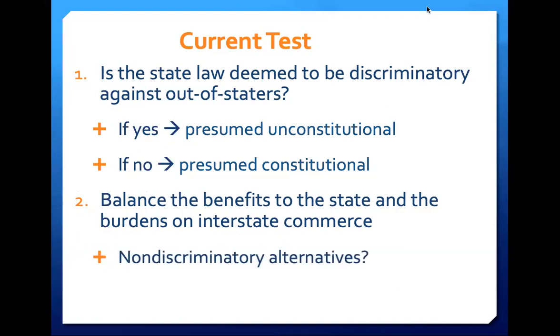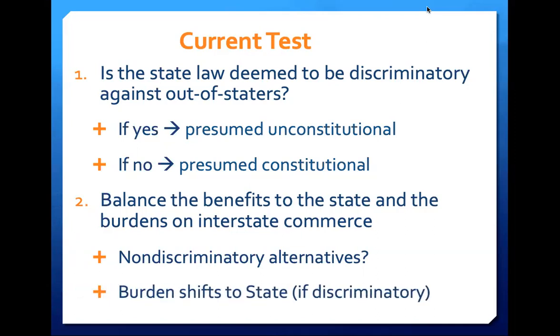So if it's found to be a discriminatory law, one of the questions the court is going to ask when it's balancing these benefits is whether or not there are non-discriminatory alternatives that would still preserve whatever these local interests are deemed to be. The second step, if we have a discriminatory law, will also shift the burden to the state to have to establish the importance of its local interest, of its state law.